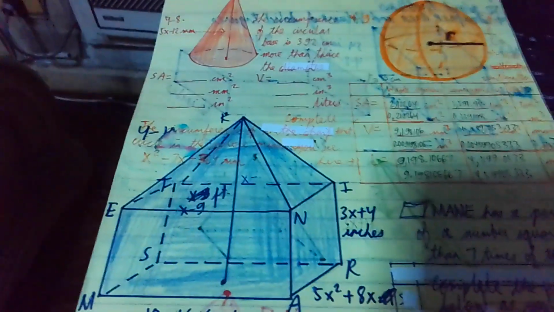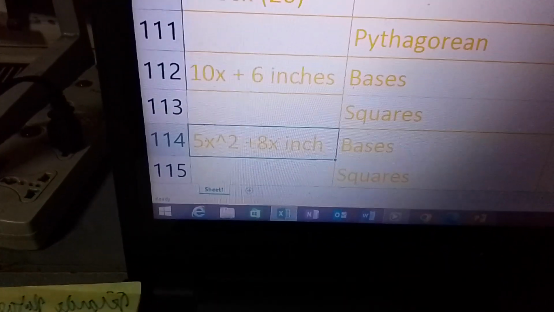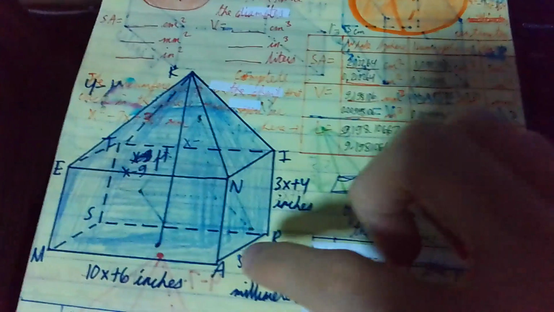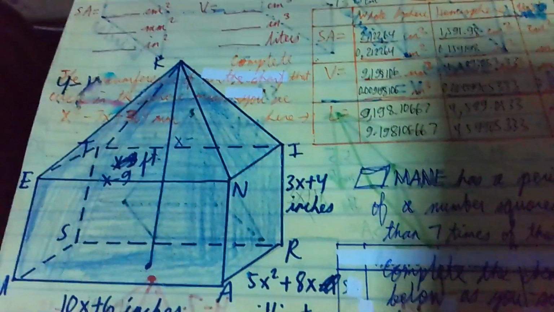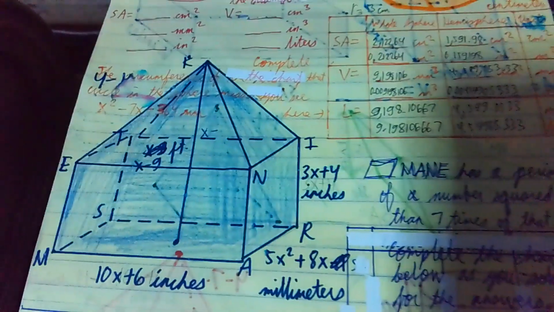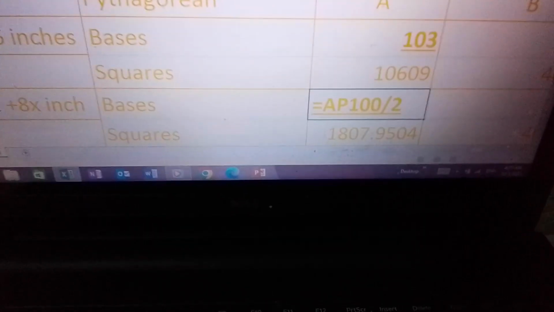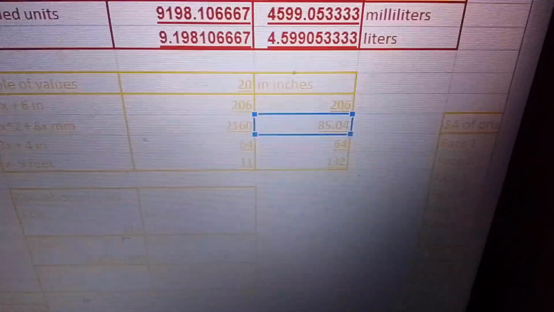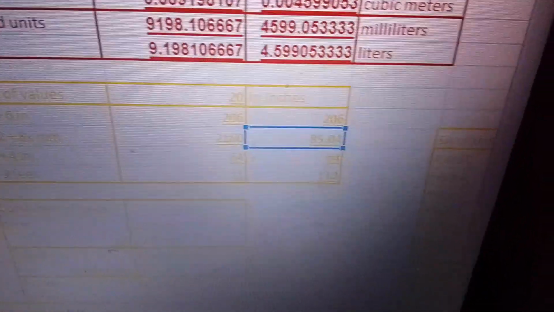But we need to do this again. This time with the 5x squared plus 8x inches. That's millimeters pala, which is this guy. Okay? Or in short, if I were to divide this by 2, you're supposed to get, ano yung sagot? Remember, that's supposed to be 84. So ganito yun. It's AP100 divided by 2. So where's that AP100 that I'm talking about? Let me zoom. So yan, it's 85.04 divided by 2, which will give you 42.52.